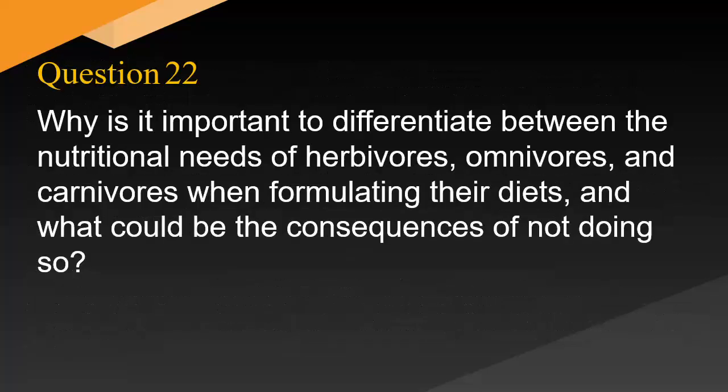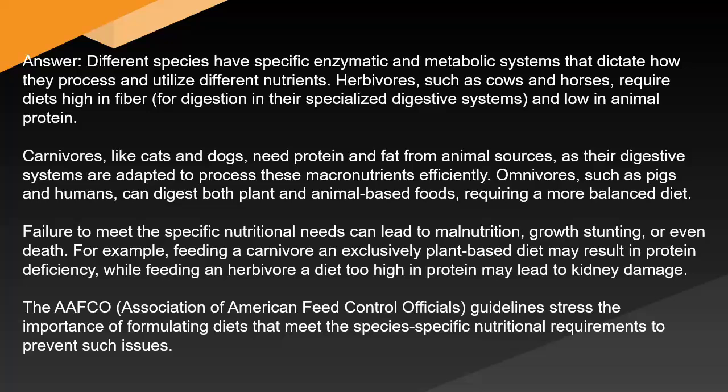resolve the infection. Why is it important to differentiate between the nutritional needs of herbivores, omnivores, and carnivores when formulating their diets, and what could be the consequences of not doing so? Answer: different species have specific enzymatic and metabolic systems that dictate how they process and utilize different nutrients. Herbivores, such as cows and horses, require diets high in fiber for digestion in their specialized digestive systems and low in animal protein. Carnivores, like cats and dogs, need protein and fat from animal sources as their digestive systems are adapted to process these macronutrients efficiently. Omnivores, such as pigs and humans, can digest both plant and animal-based foods, requiring a more balanced diet.